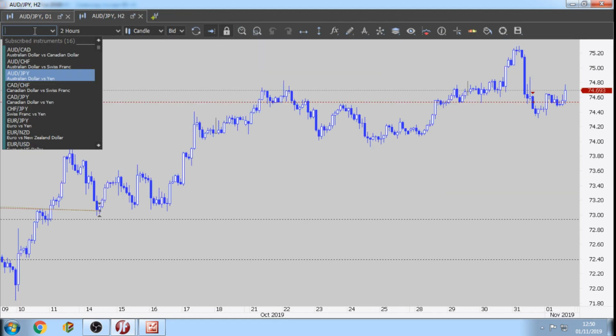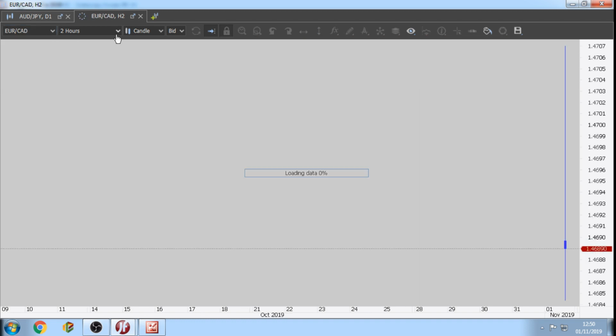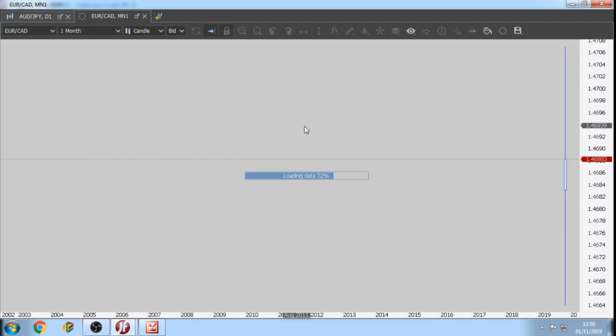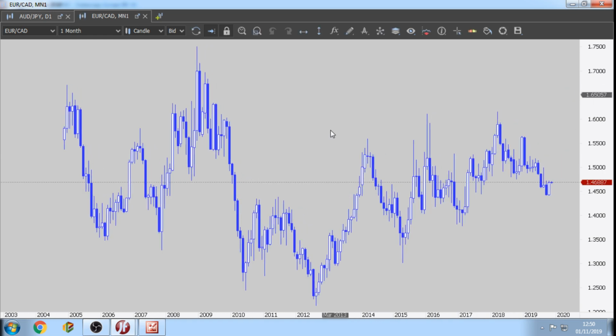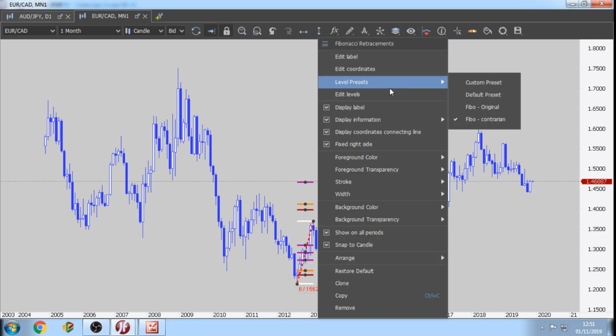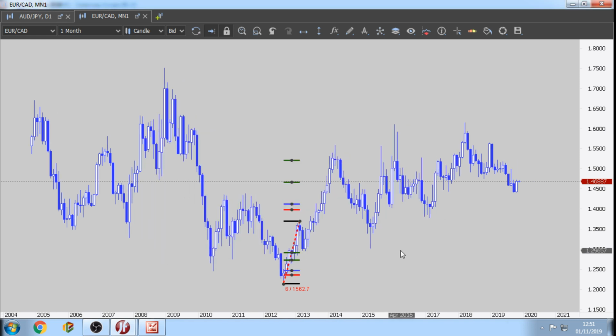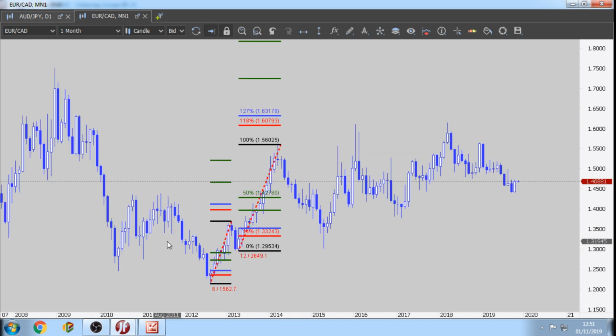Let's open EuroCAD. EuroCAD monthly chart. Okay, this is the EuroCAD monthly chart, and our first Fibonacci is here. Let's color code it. Original one, there you go. And the second Fibonacci is here, right? This is the second Fibonacci.